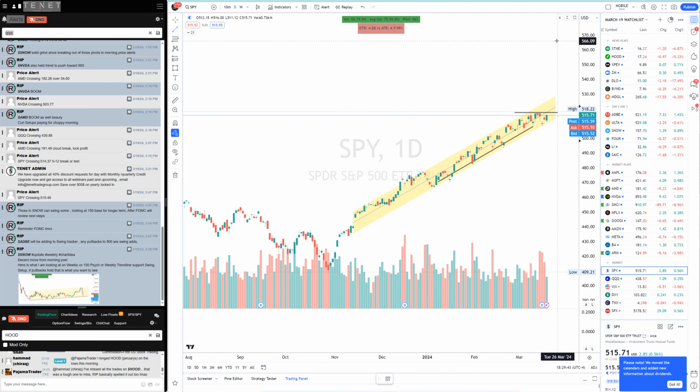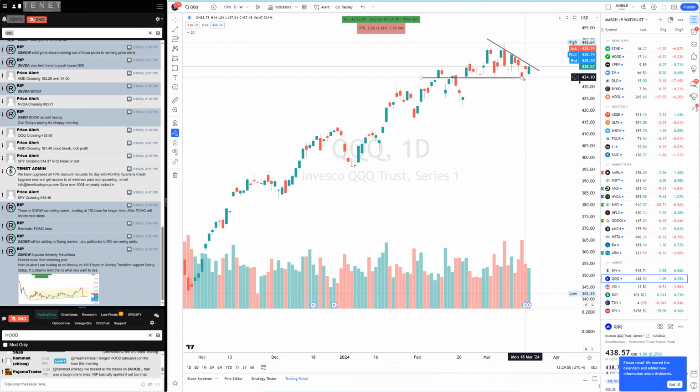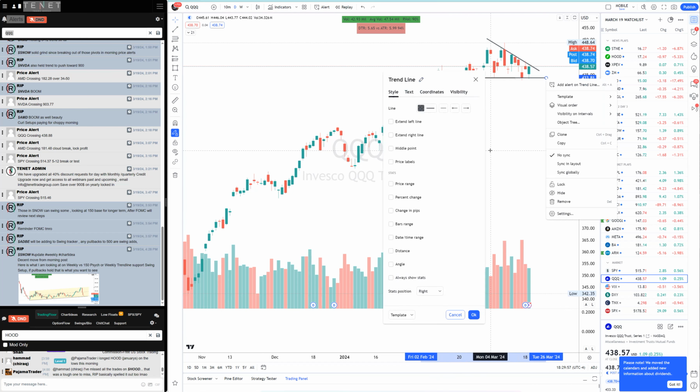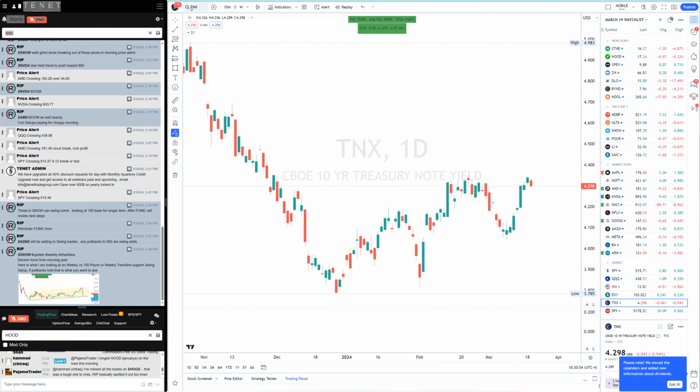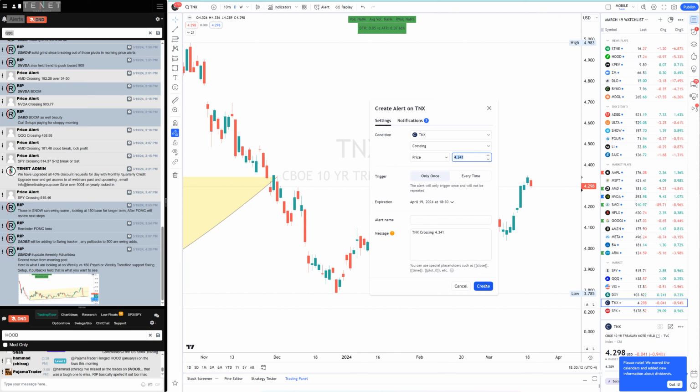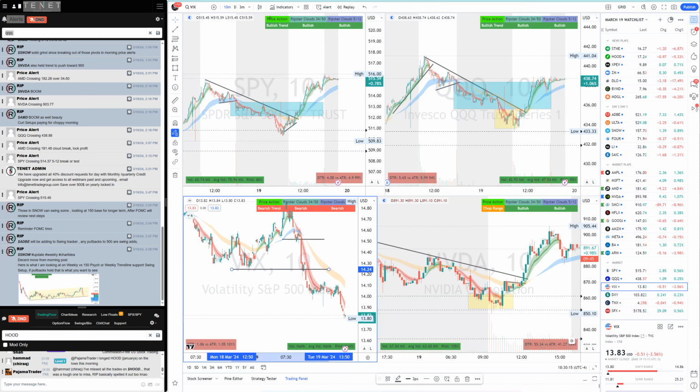QQQ also has some nice downtrend line. So we'll be watching tomorrow in FOMC. These two will come in handy. VIX versus 14 will come in handy. So these are the things we are watching, and the 10-year yield as well. If it breaks under 4.28, that's going to be bullish for the market. If the yields get back over 4.30, that's going to be bearish for the market. So all these parameters we'll be watching. Very confident we are going to nail the market tomorrow.